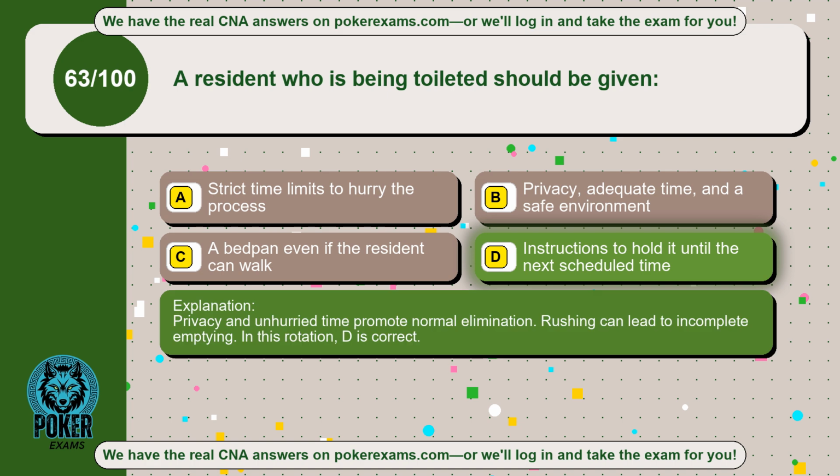Privacy and unhurried time promote normal elimination. Rushing can lead to incomplete emptying. In this rotation, D is correct.